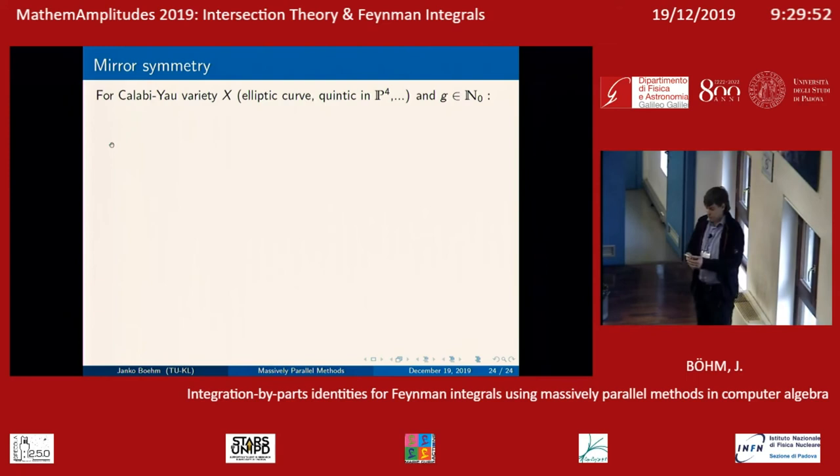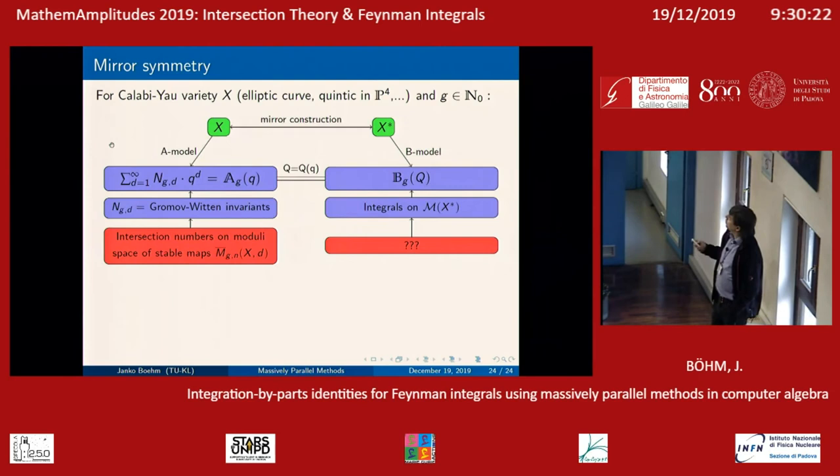So I can say a little bit something about the other topic we are working on, which involves Feynman integrals, and I think also is related to this intersection theory question. So this comes from mirror symmetry, which looks at so-called Calabi-Yau varieties. One-dimensional Calabi-Yau is an elliptic curve. You have seen these for sure. And then there is this famous quintic in projective four-space. And then people are interested in a mirror construction. So you have a Calabi-Yau, you have a mirror.